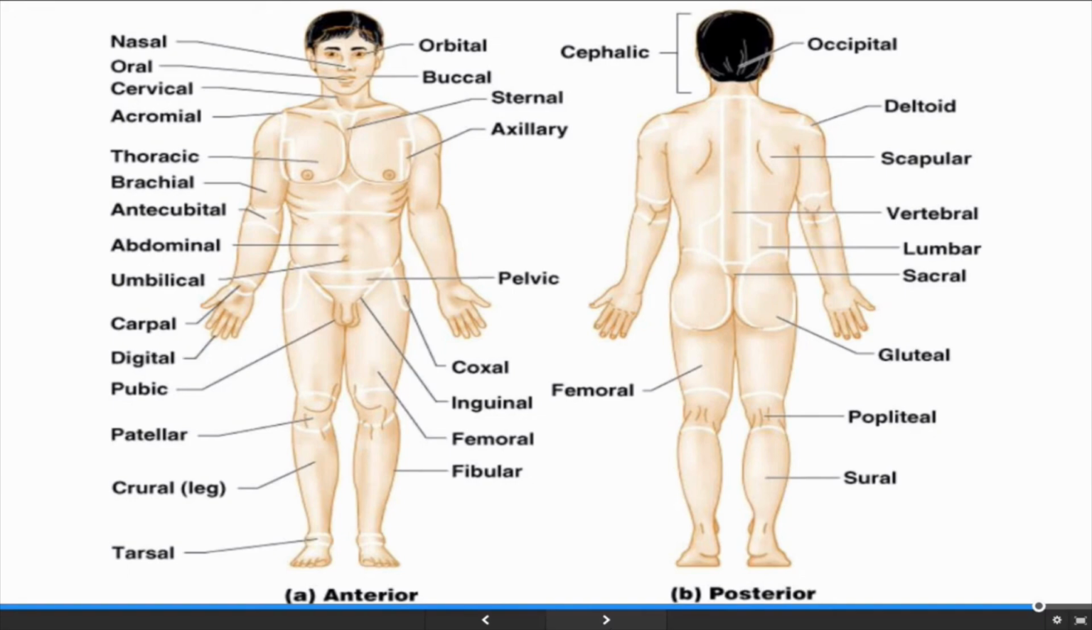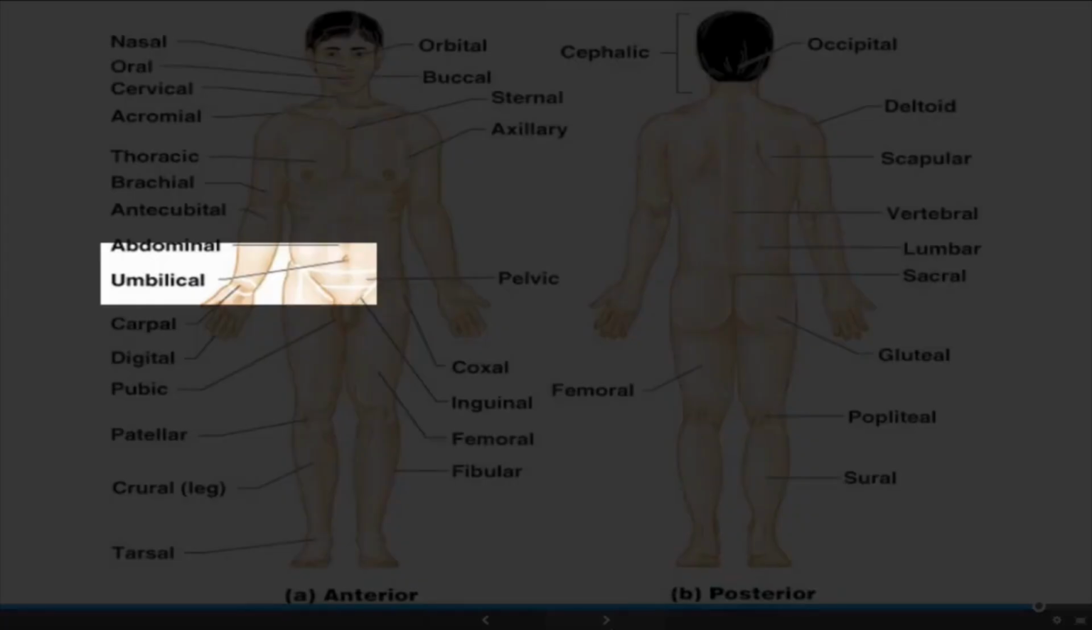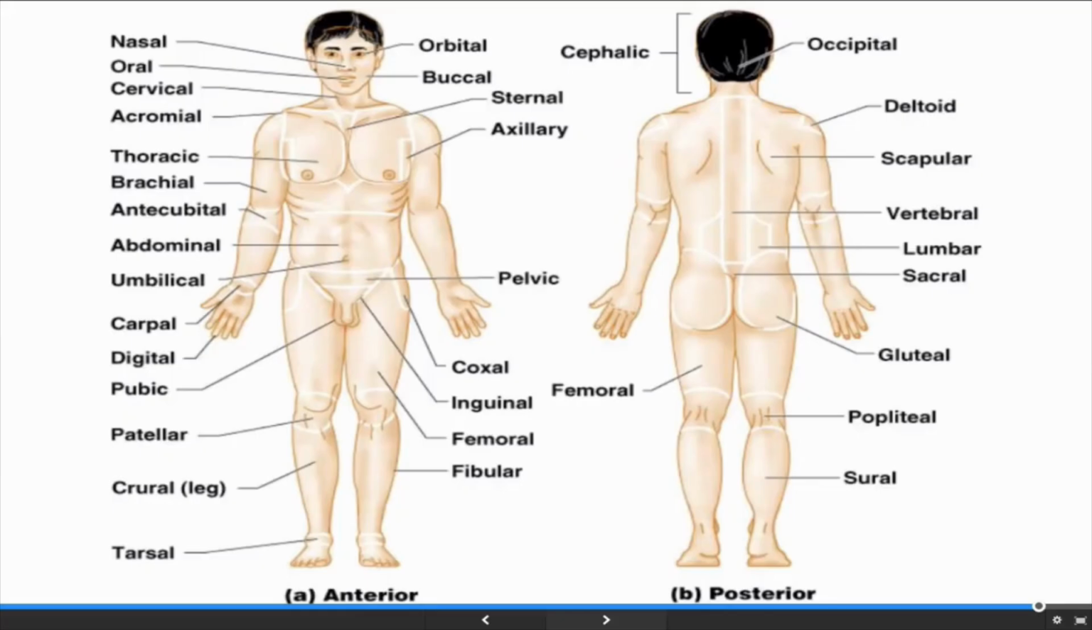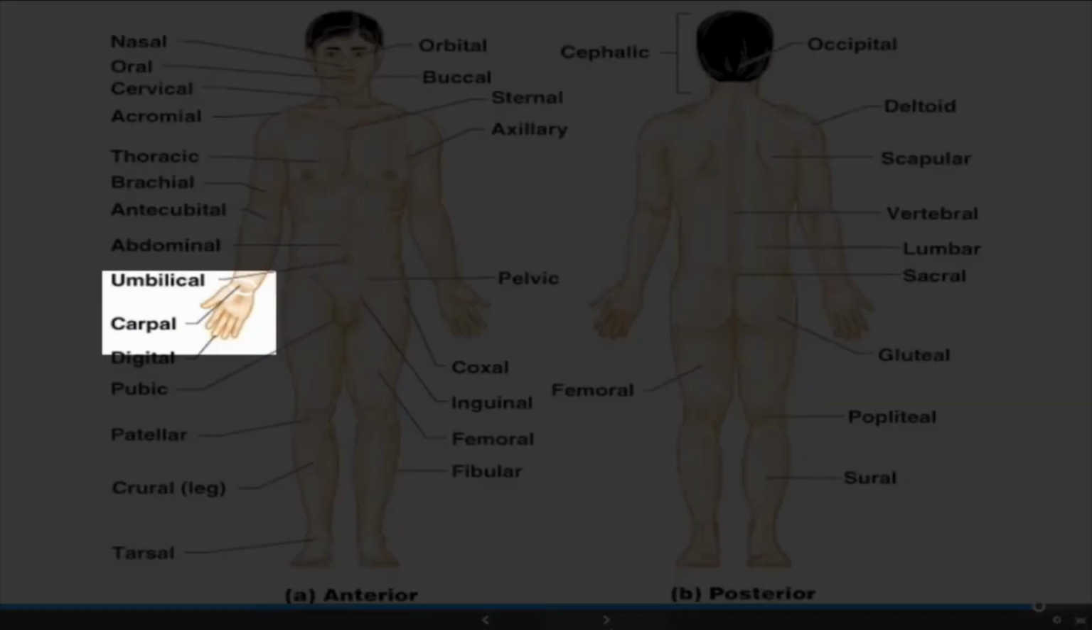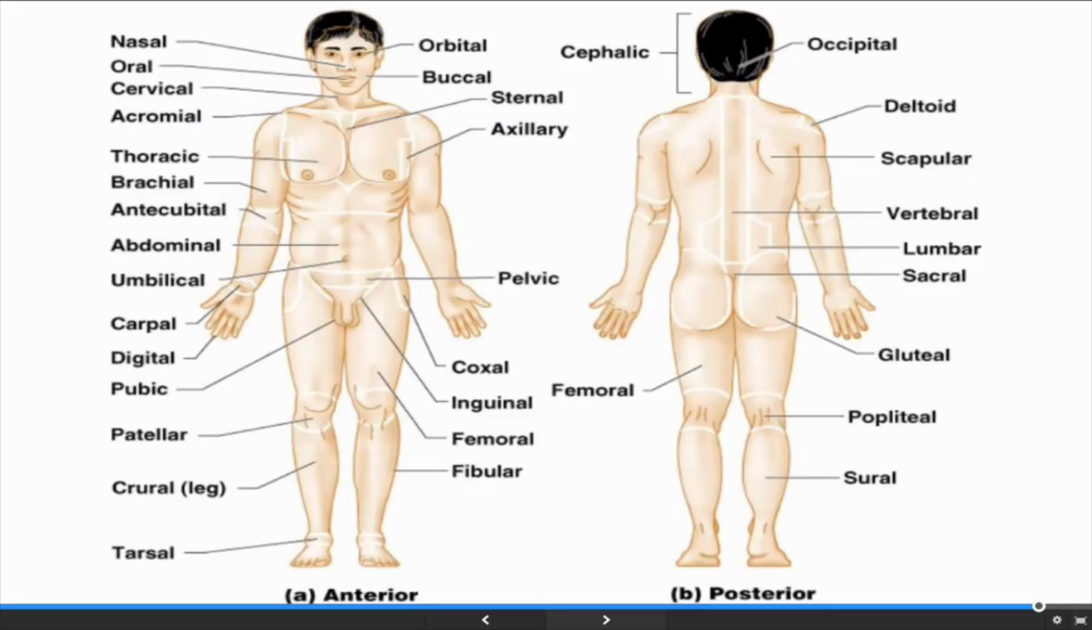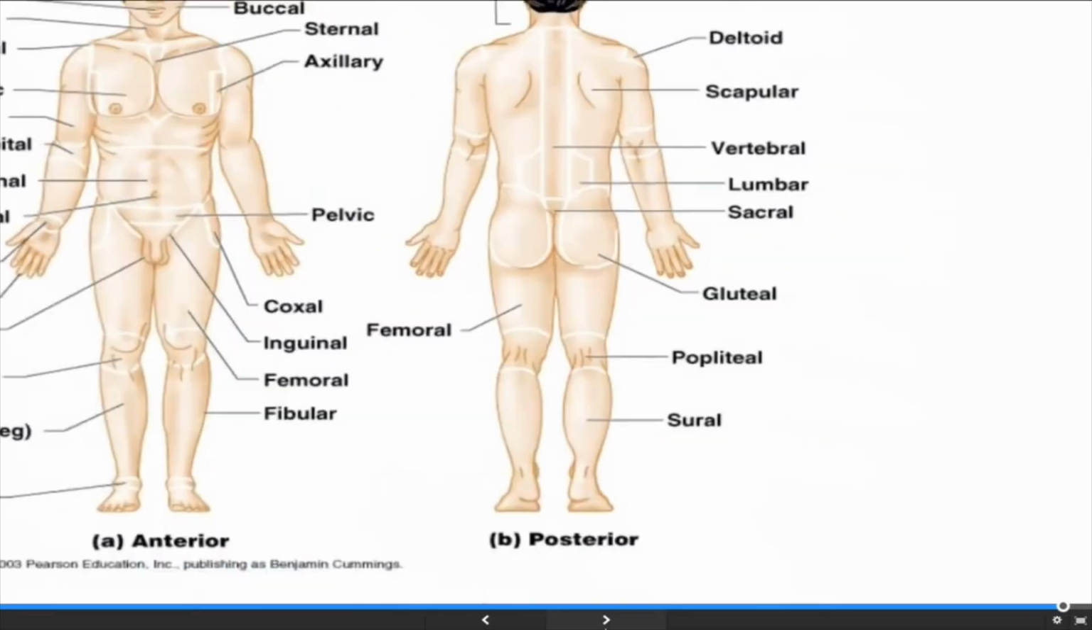So if you had an umbilical hernia, you have a hernia in the umbilical area, or the stomach near your belly button area. If you have carpal tunnel syndrome, then you have a nerve problem in the carpal area, which is your wrist. So knowing these areas will help you know different parts and pieces later on down the line.